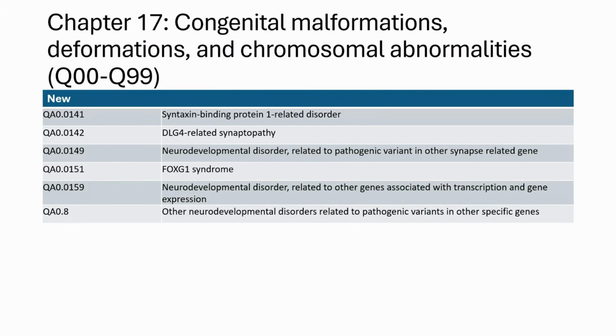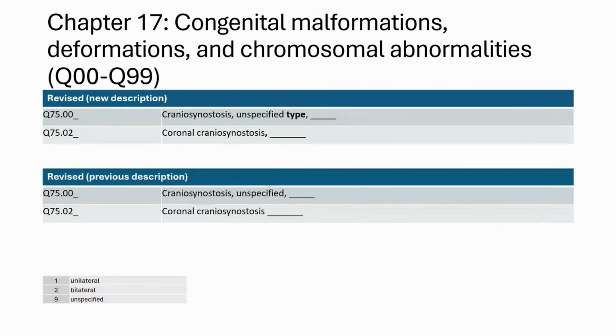abnormalities. And then we have some broader categories for other disorders tied to the genes, such as the 0159, which is more of an unspecified kind of code. And then our QA 0.8, which is our other specified disorders. Just a few minor Chapter 19 revisions. We added the word type to craniosynostosis, and then there was a comma added to one of the other codes for Q75.02.